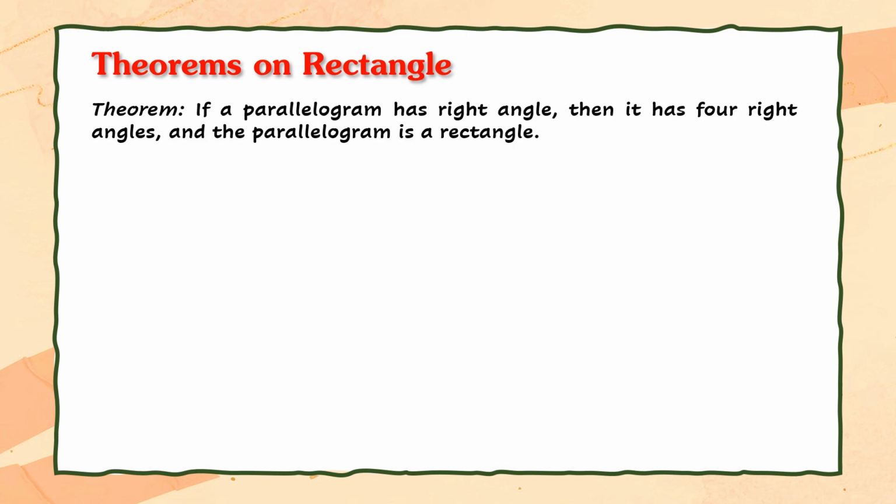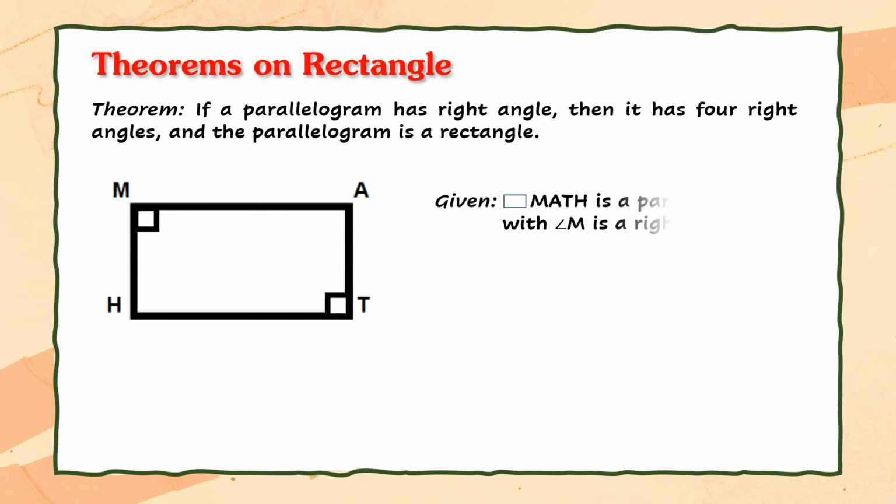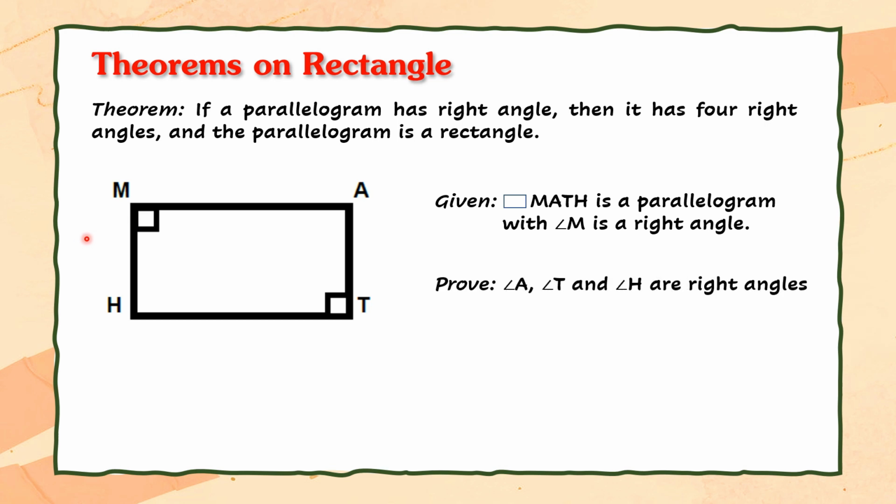Special parallelograms have theorems. So let us first discuss the theorems on rectangle. It states that if a parallelogram has a right angle, then it has four right angles. And the parallelogram is a rectangle. So we have here a diagram. Our given rectangle MATH is a parallelogram with angle M as a right angle. So we are going to prove that angle A, angle T, and angle H are also right angles.